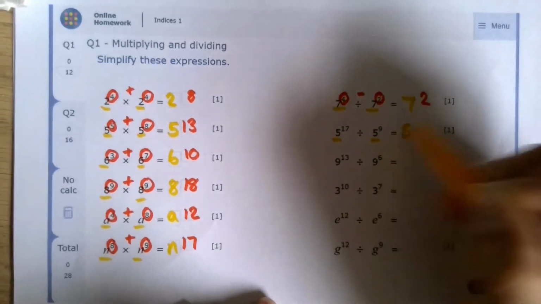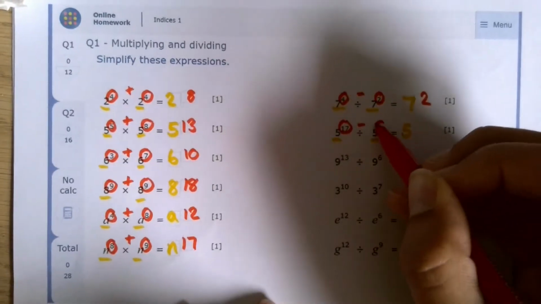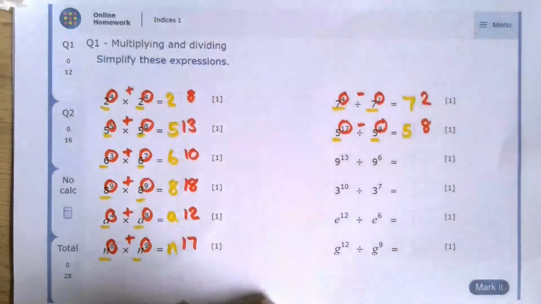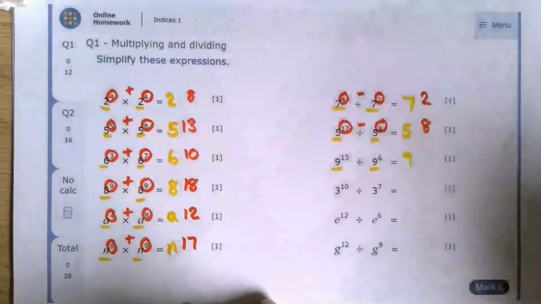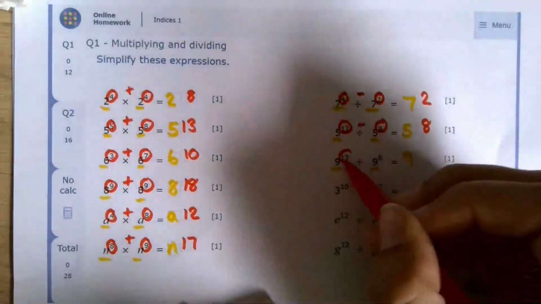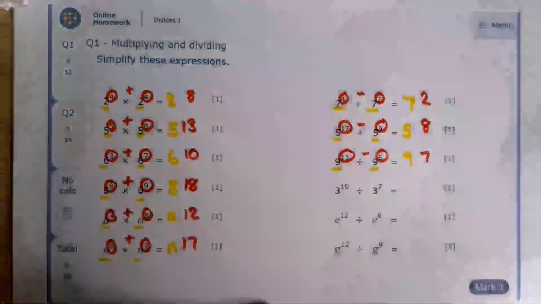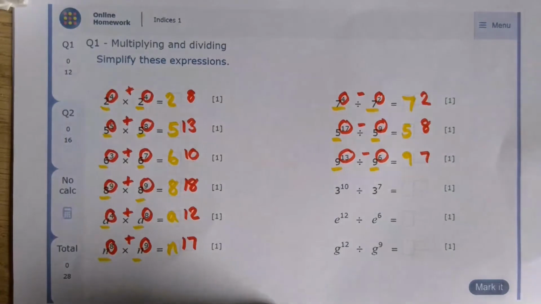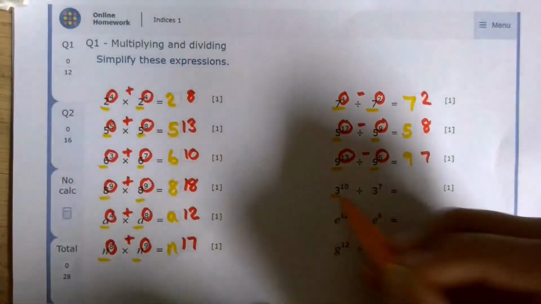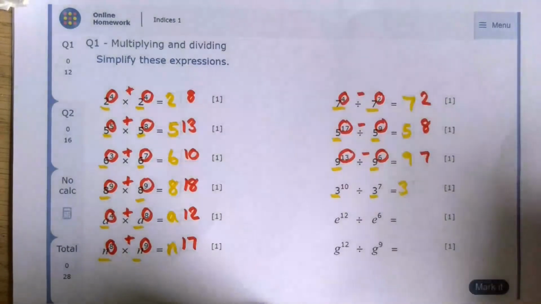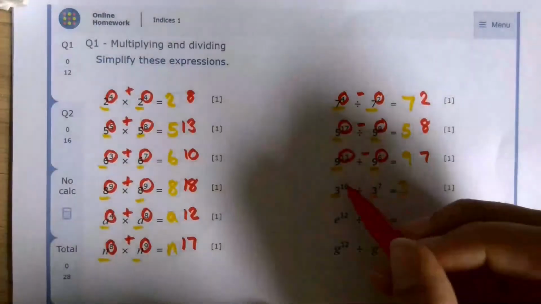Base is the same, which means we can use 5. 17, subtract 9, gives me 8. The base is the same. 13, subtract 6 is 7. In case you're wondering, yes, we can have negative powers, and if you do indices 2, that will have negative powers, and I'll explain in that what that means. Base is the same, and we subtract the powers.